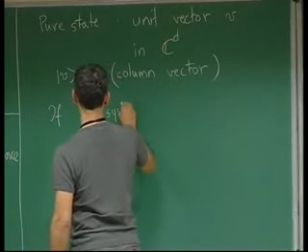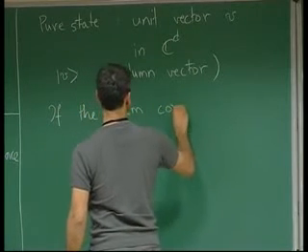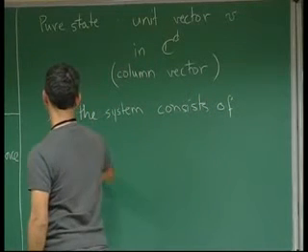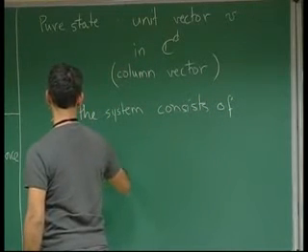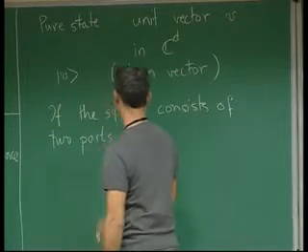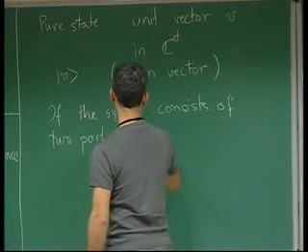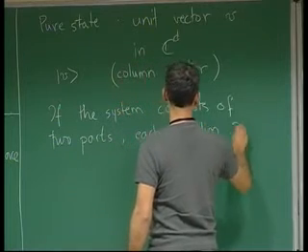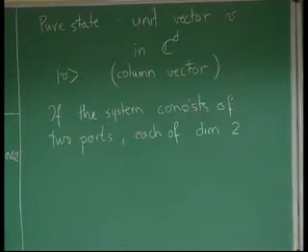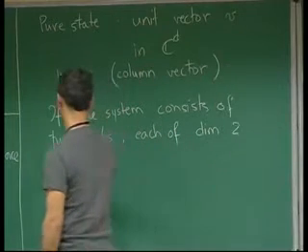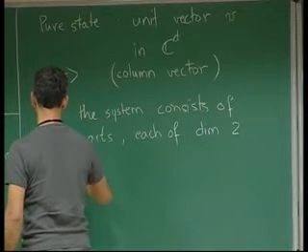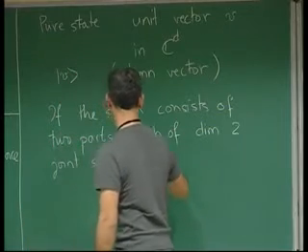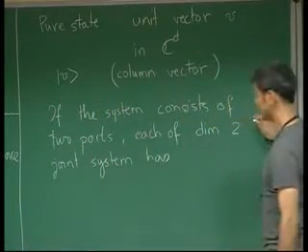So if the system consists of two parts, each with two degrees of freedom, then the joint system has dimension 2 times 2, which is 4.